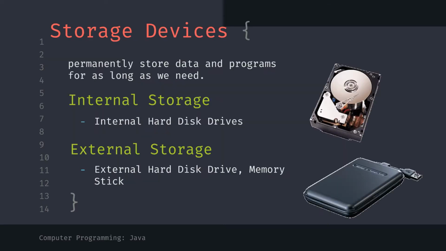Storage devices. Secondary storage devices are used to store data that is not instantly needed by the computer. They permanently store data and programs for as long as we need. These devices are used to back up data in case original copies are lost or damaged.